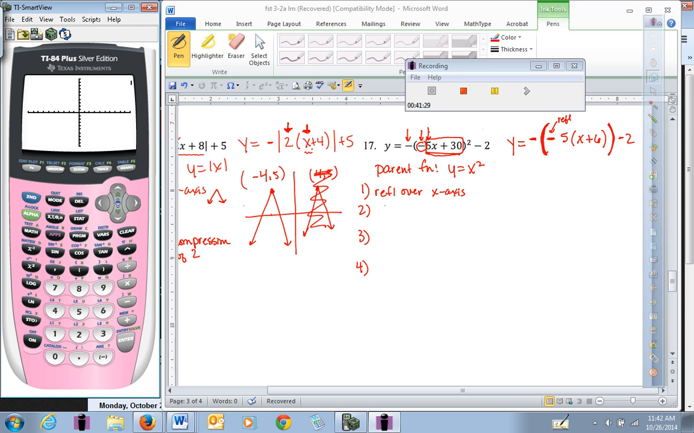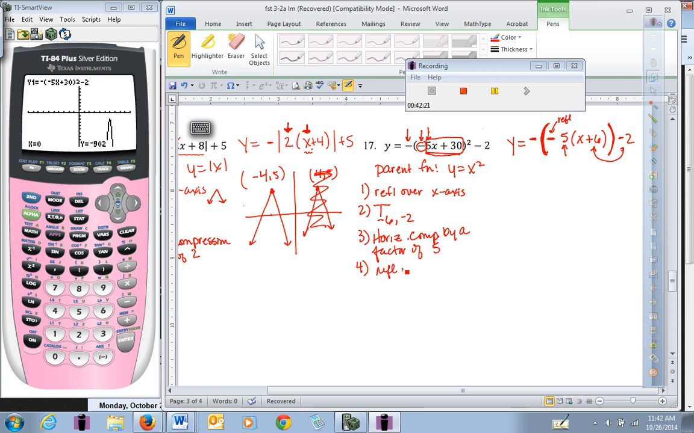Okay, so we have a little skinny parabola over here whose vertex, okay, so we think the translation of this would go 6 to the left and down 2. Would everybody agree? 6 to the left and down 2 here. And then we'd have this 5 right here, which is a horizontal compression by a factor of 5, meaning it's super skinny. Okay, and then we have that reflection over the y-axis.